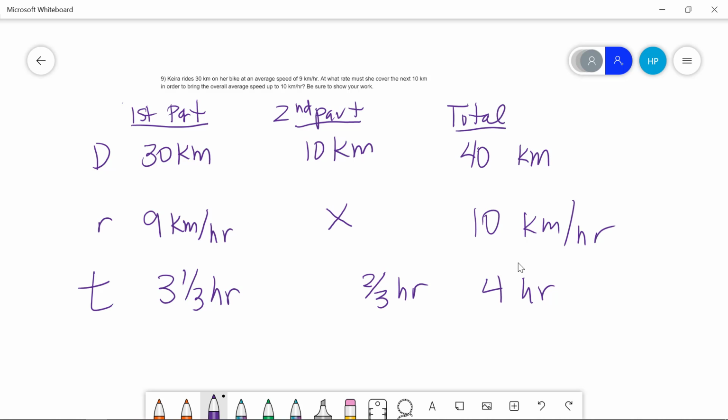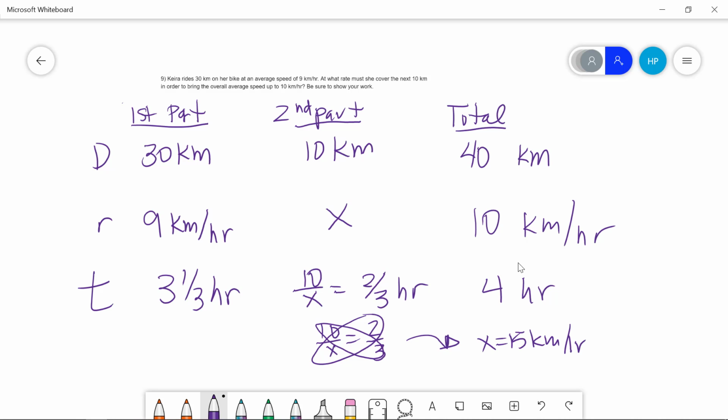So you'll notice that we could also do the distance divided by the time. So the second part is also 10 divided by x, 10 divided by rate is the time. And then I've just got a proportion that I can solve. And if I cross multiply and solve that out, I'll get x equals 15 kilometers per hour. And you can check that back into your original problem to make sure that it works.